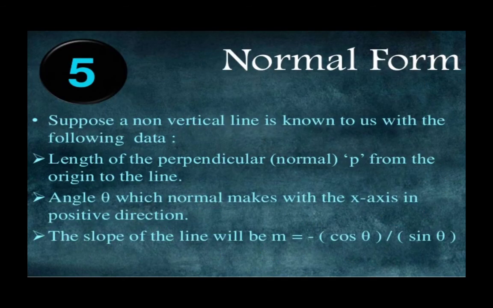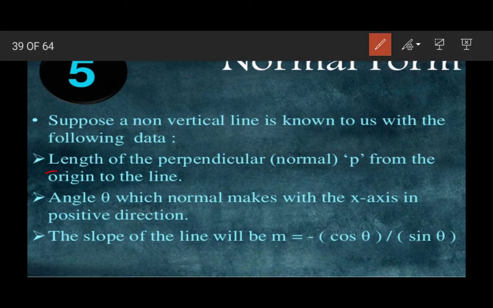Then the last one is normal form. Okay, now what is normal form? See, in normal form, the length of a perpendicular is denoted as p. Okay, we are denoting the length of a perpendicular as p. See in the diagram, the length of a perpendicular. When I draw the length of a perpendicular, then this length is known as p.